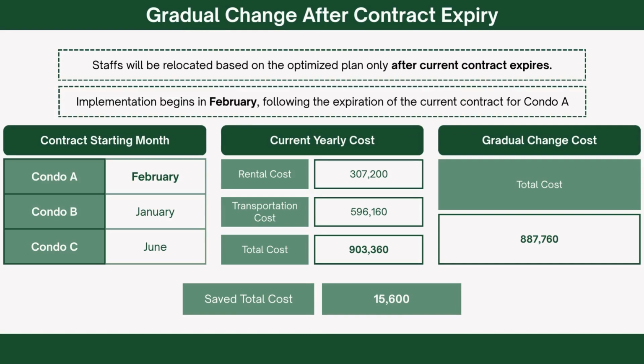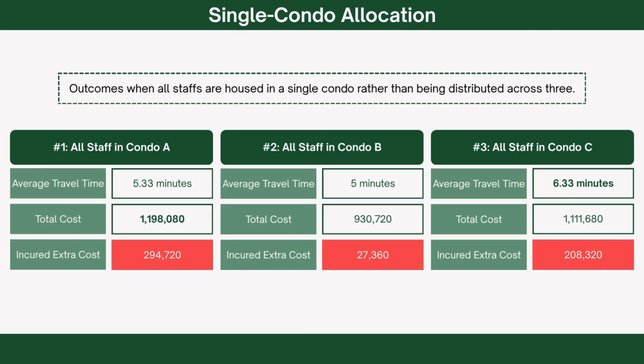How about waiting until the deposit receivable month, February? We will not lose any deposit, but the saving cost is just 15,600 baht, which is less effective than the immediate change. Another scenario is moving all staff into one condominium to reduce the management burden at the highest level by using only one condominium.